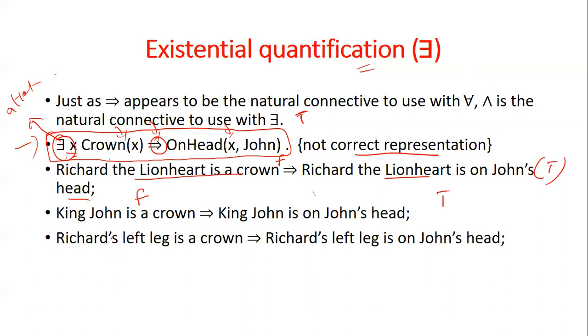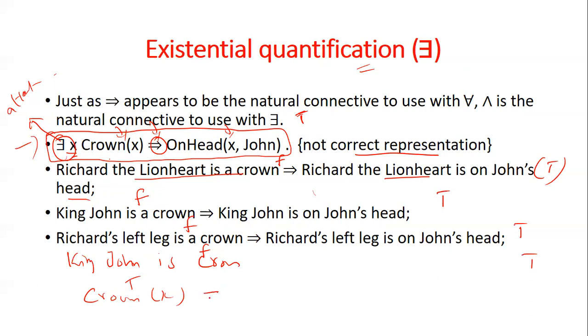Then Richard's left leg is a crown. Again, Richard's left leg is not a crown. So this is also false, so overall it will lead to true. So Richard, King John, Richard's left leg we have done. Similarly, King John's left leg is a crown. This is also false. Hence, overall, it will become true. And the last statement is crown of X. Crown of X is true.